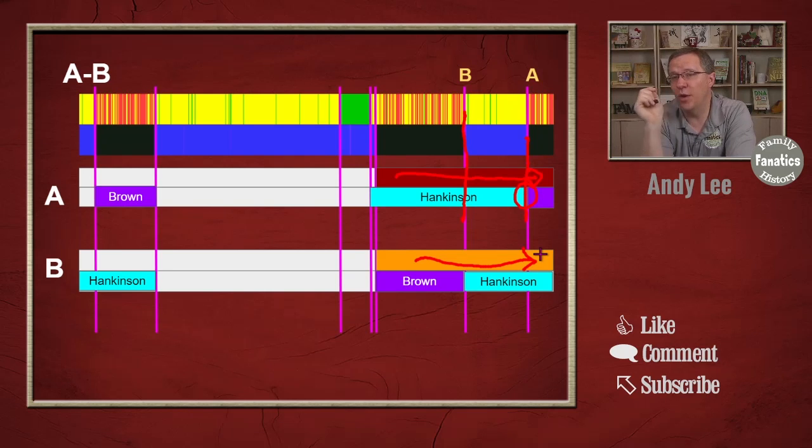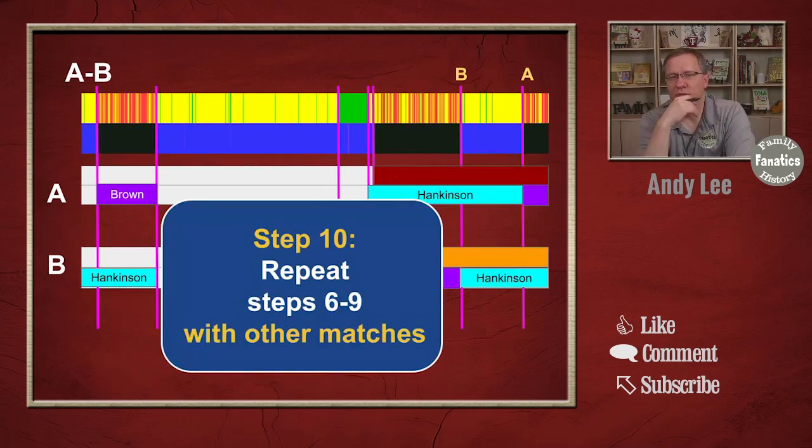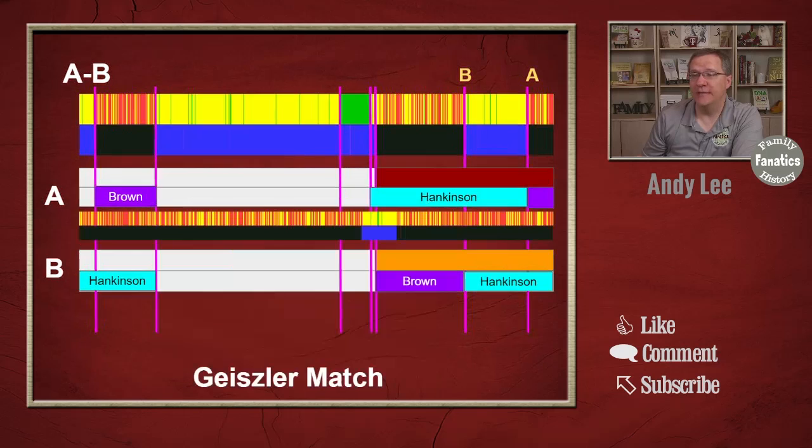We don't know which one is which grandparent yet, but because of the rules of visual phasing, we're able to start to identify fuller what segments are being contained with these. So let's look at step number 10. We want to now just repeat steps number 6 through 9 with other matches. In other words, we want to try to gather more matches and see how we can go through and paint stuff. So let's use a different match here.